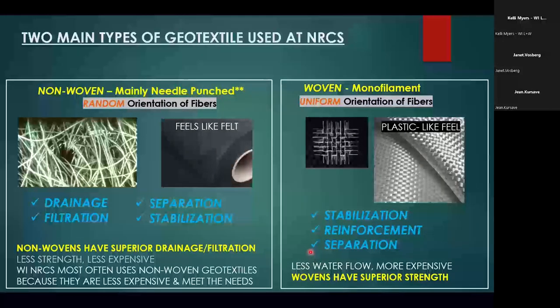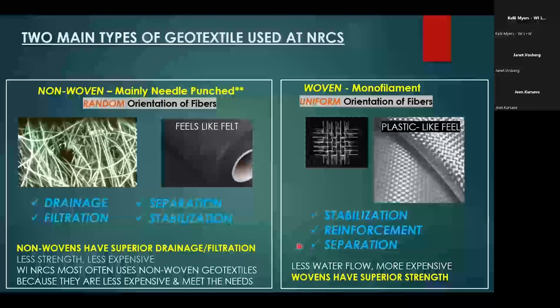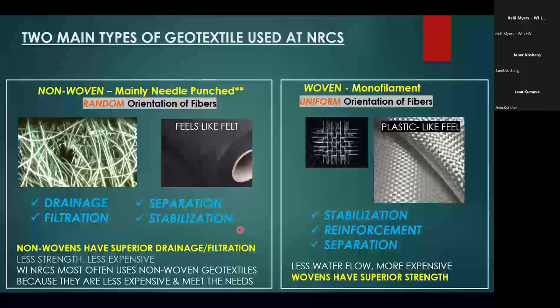On a rare occasion, they do have a place here at NRCS. But honestly, I've never had a project that called for the expense of a woven material. I'll explain a little bit more about where we might use a woven material. But non-wovens definitely fulfill most of our needs here at NRCS, and they tend to be less expensive than woven materials. They do have less strength, but they have plenty of strength to handle what NRCS throws at them for most of our projects.